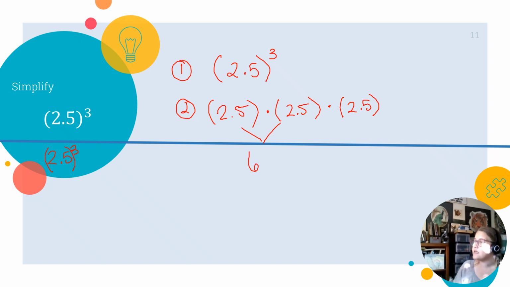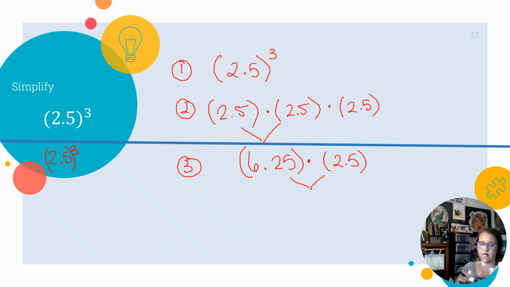All right, so we're just going to funnel this problem down below that ugly line, and we're going to write 6.25, and then bring down the other one that we haven't used yet. And then I'm just going to put some clarifying parentheses in there. Our third step will be to just multiply these two together to get our answer.